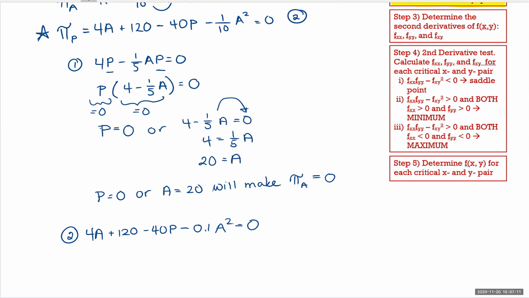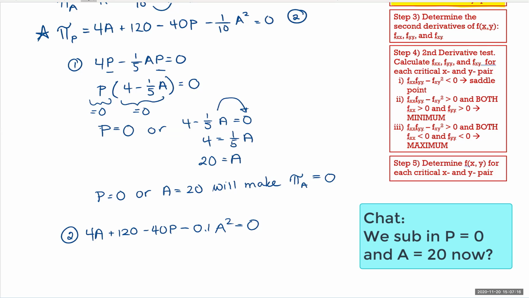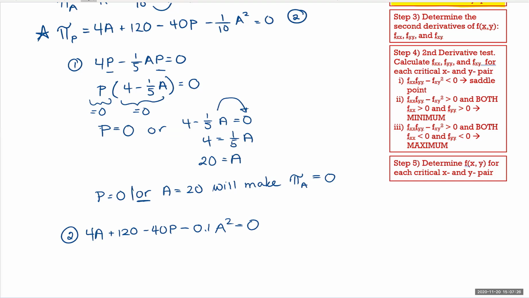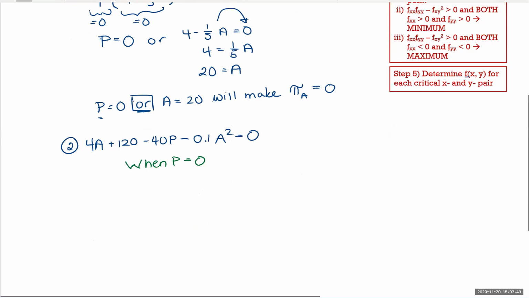So now what I'm going to do is examine, we don't sub them in at the same time because this is an "or" situation, not an "and" situation. The first derivative is going to be 0 when either p is equal to 0 or a is equal to 0. So first, when p is equal to 0, let me put this in a different color. So when p is equal to 0, what does this equation become?